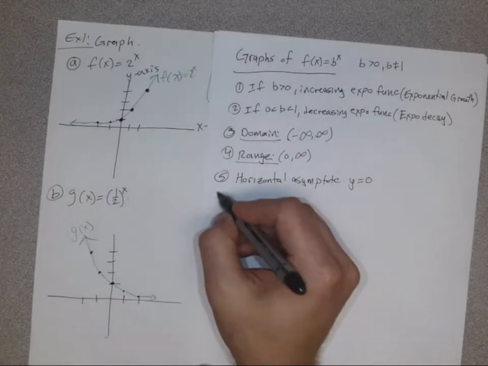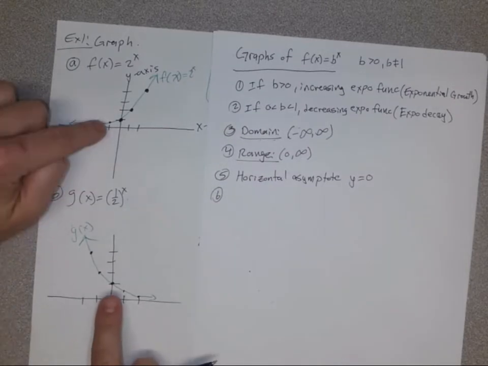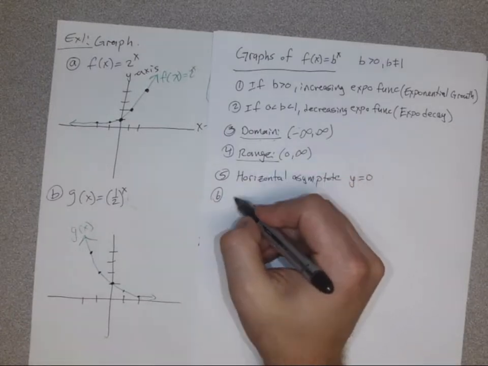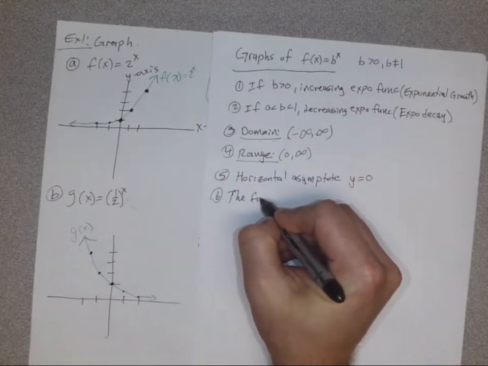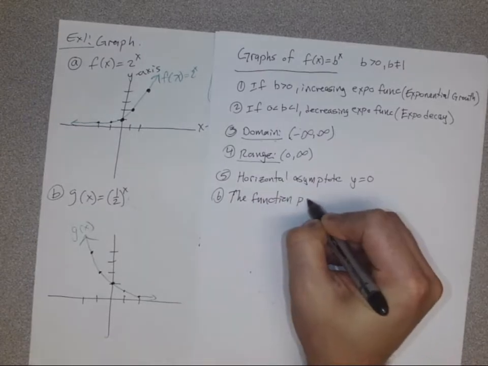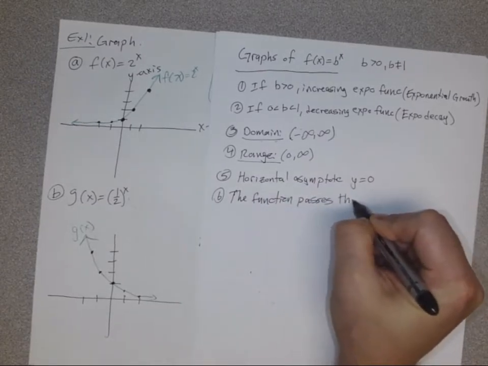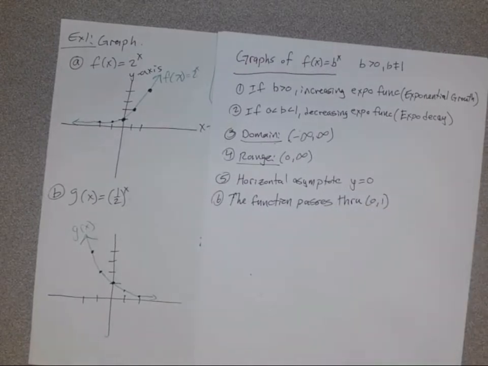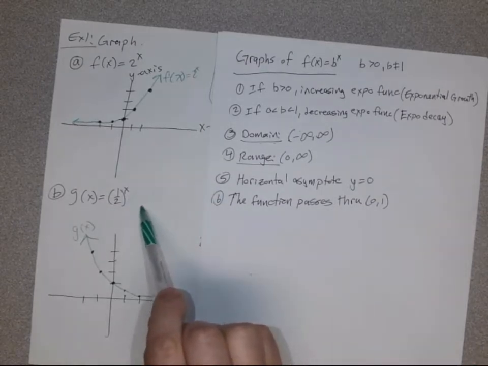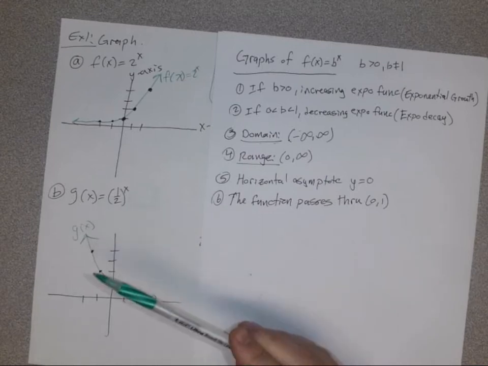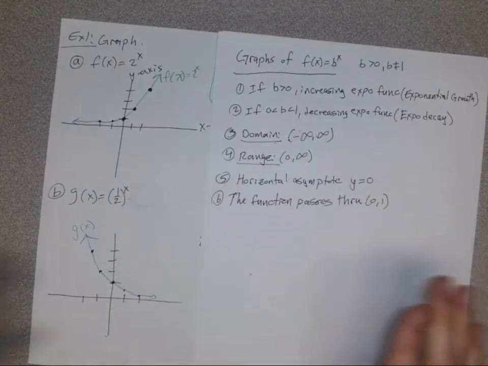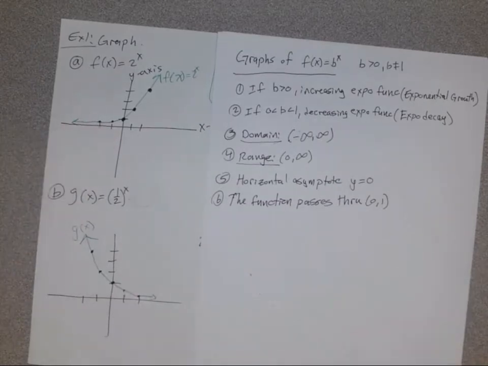All right, and then last, what else do these have in common? They share this point, 0, 1. So the function passes through 0, 1. So no matter which one of these, it passes through 0, 1. And of course, that's going to change again depending if you have a plus or a minus out here when you're transforming these graphs. So when you move up and down, that point changes also. But in general, these are always going to pass through the same point.